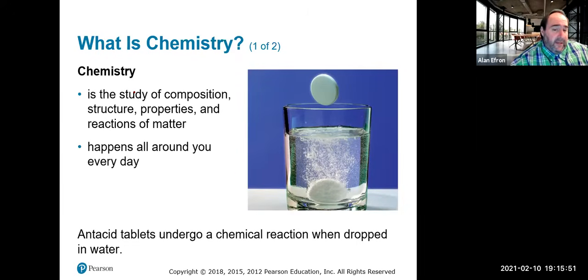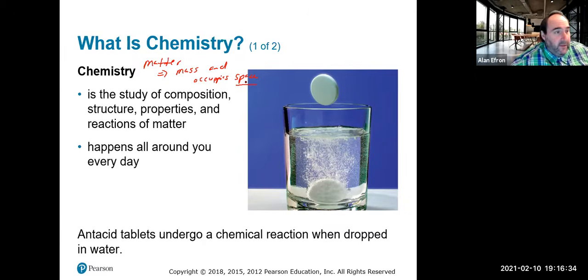Oftentimes when we talk about chemistry, we focus on matter and how matter is changed from one form to another. A basic definition of matter is anything that has mass and occupies space. So pretty much anything around us, whether solid, liquid, or gas, is considered matter.